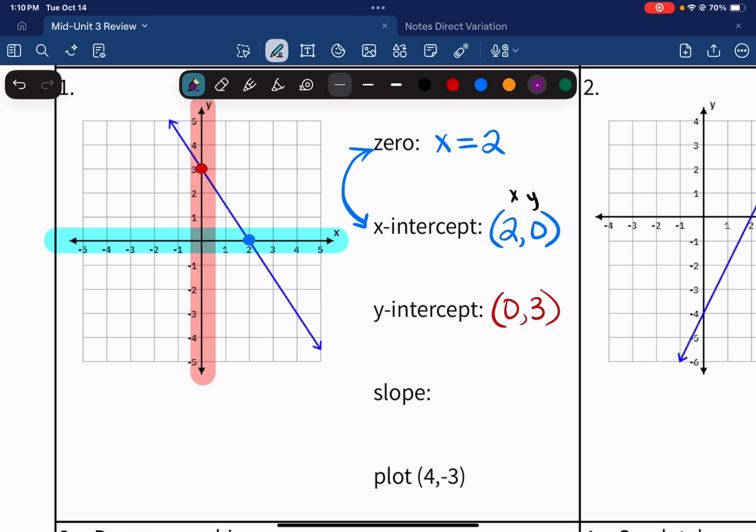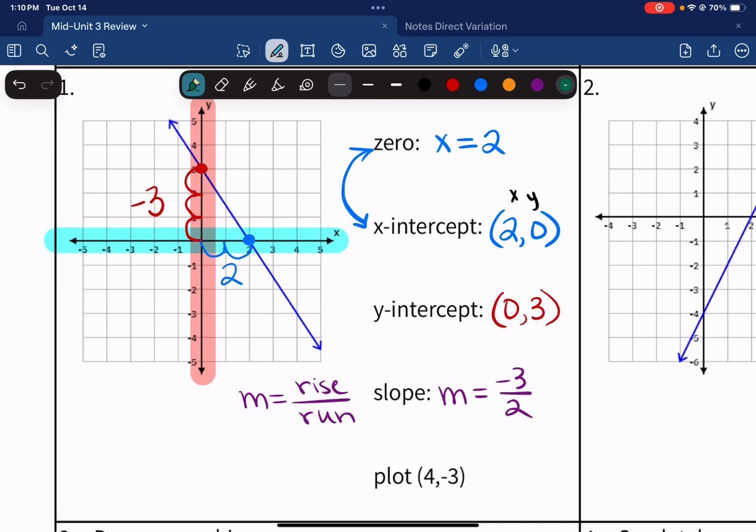Now we also want to know about slope. Slope is the same thing as saying rise over run. So it doesn't matter which point you start at, but I'm going to use the y-intercept to begin, and I would go down 1, 2, 3, and because it's down, it's going to be a negative 3, and then I'm going to count to the right 2 steps, and because it's to the right, that would be a positive 2. So I know my slope for this problem is negative 3 over positive 2.